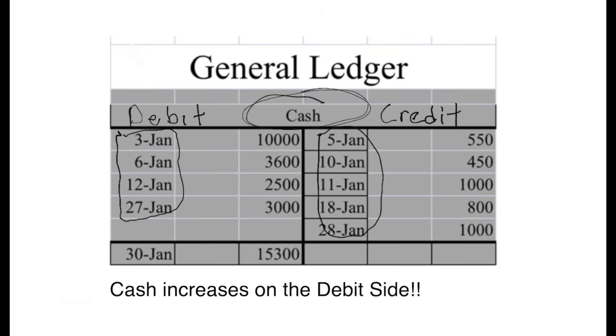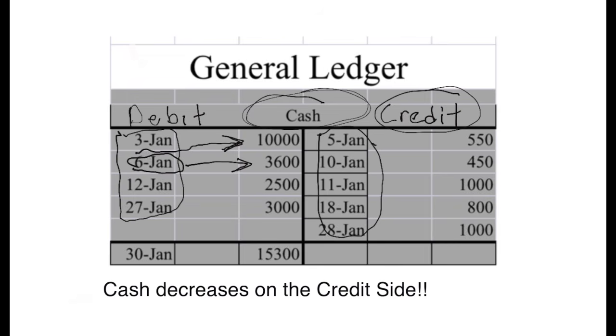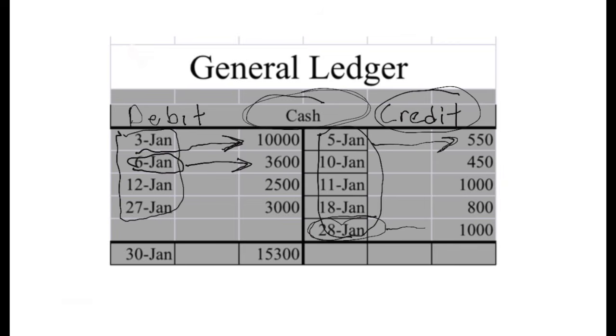And so from this observation, we could tell on January 3rd, we had an increase in cash of $10,000. We see that January 6th, we also have another increase in cash of $3,600, and so on and so forth. Anytime that it is decreased, it will decrease on the credit side. Well, clearly we know on the 5th of January, we had a decrease in cash for $550. Now let's scroll all the way down to the end of the month. We also see that we had a what? Another decrease in cash for $1,000.